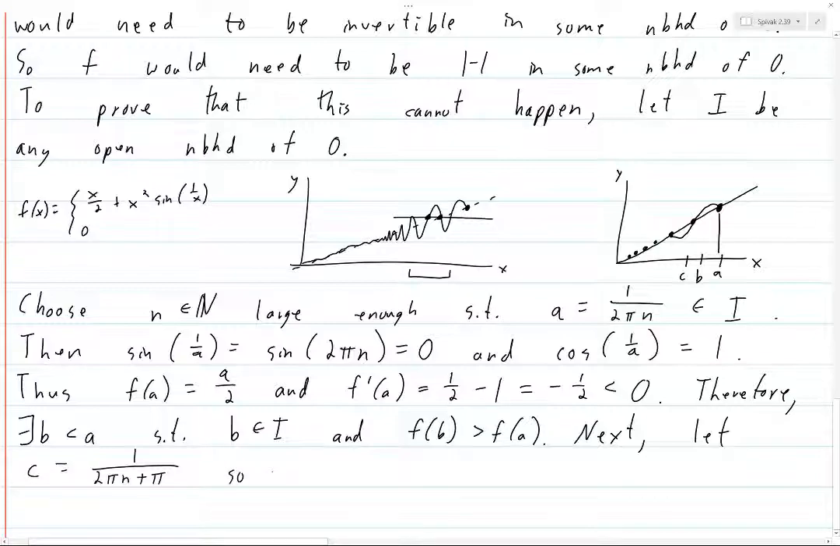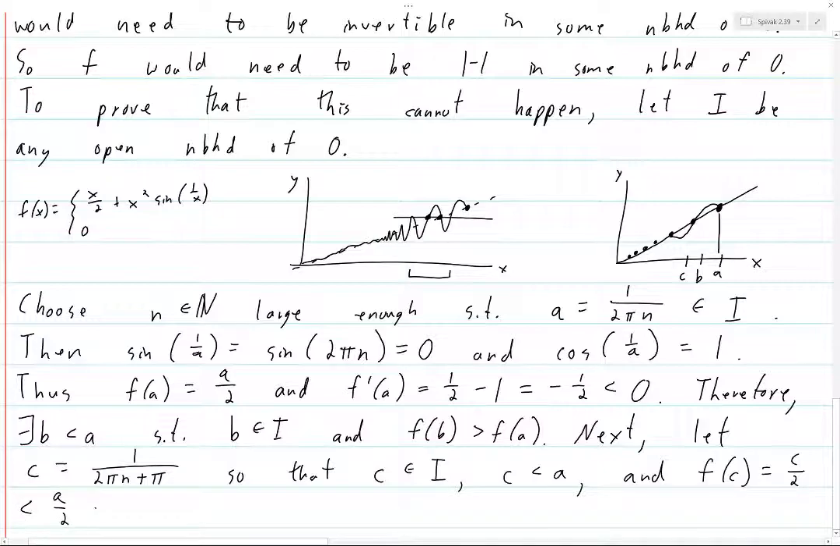We're going to choose this so that c is going to be in I, certainly, because it's a positive number which is less than a. So it's a positive number less than a, so it must be in I. And f of c is, again, going to be c over 2, because c squared sine of 1 over c will evaluate to 0, and c over 2 is less than a over 2, which is f of a.